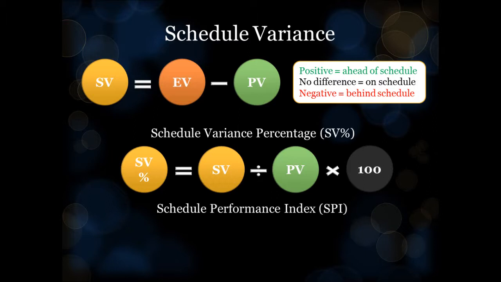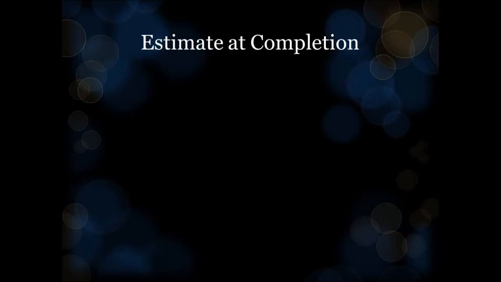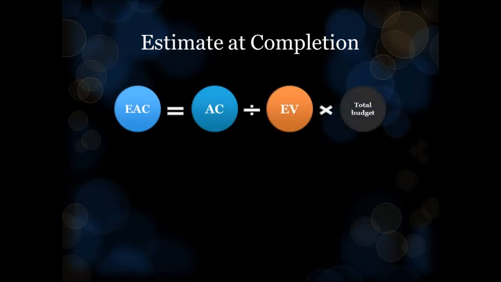To calculate the schedule performance index, divide the earned value by the planned value. To calculate the estimated total cost for a given work breakdown structure item, or estimate at completion, simply divide the actual cost by the earned value, then multiply the result by the total budget for the project. Remember that estimate at completion is by definition a simplistic gauge, and it assumes that current spending patterns will continue till the end of the project.